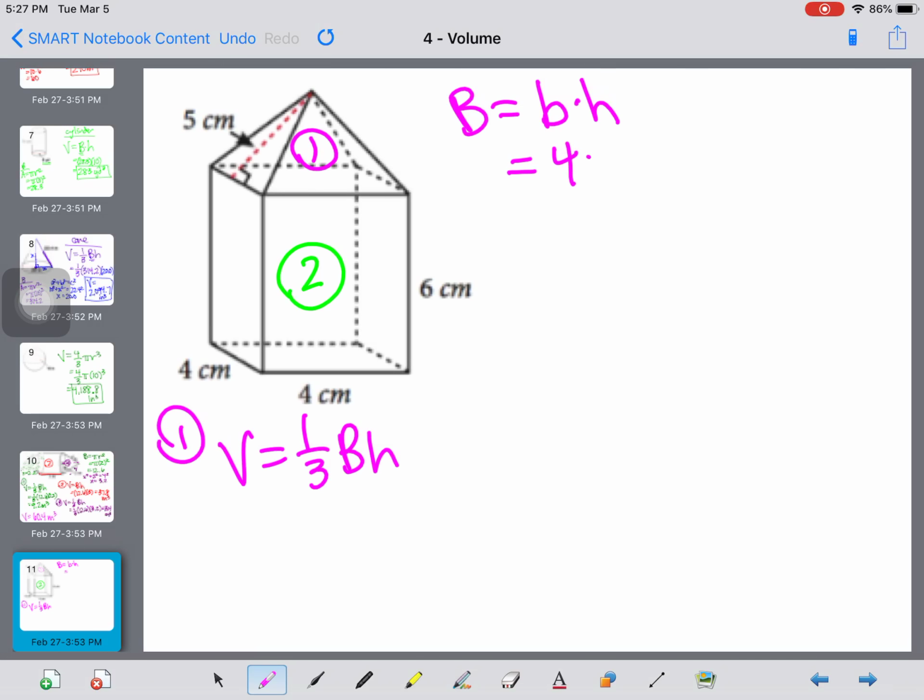And again, they are a square, so it's 4 times 4, which gives me 16. That is the big B I'm going to use in both my problems. So for this pyramid on top, it is 16 times the height. Again, we don't know it.